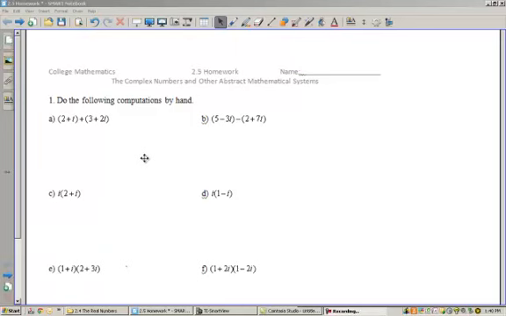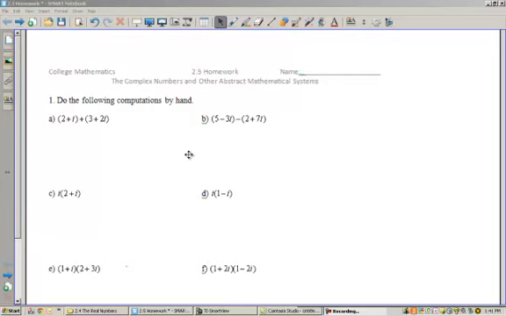This is 2.5 homework on the complex numbers and other abstract mathematical symbols. So the point of this section is to try to get you to understand that there are other number systems other than the real numbers, the one we're probably most familiar with. In fact, we're going to do some abstract mathematical systems, which you saw in class. There are an infinite number of them.